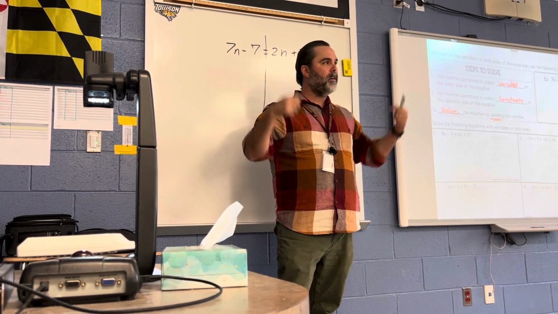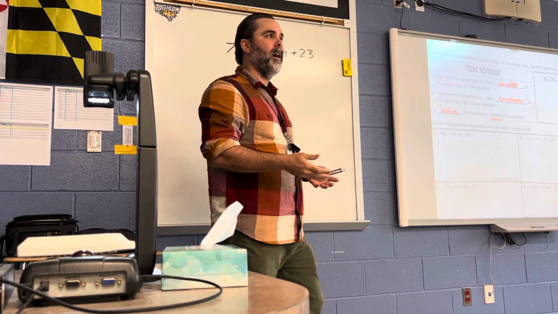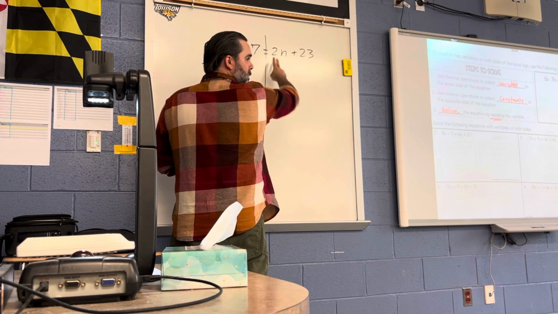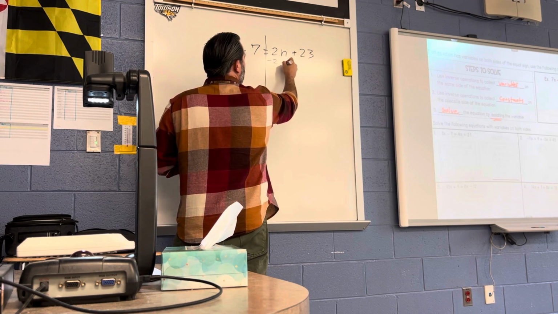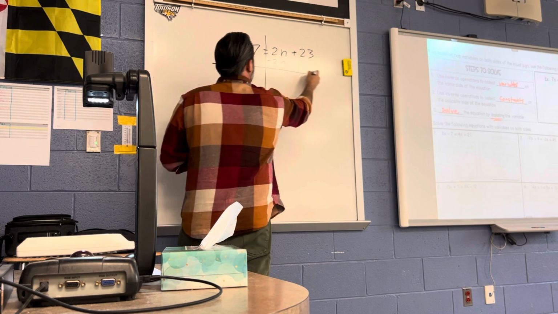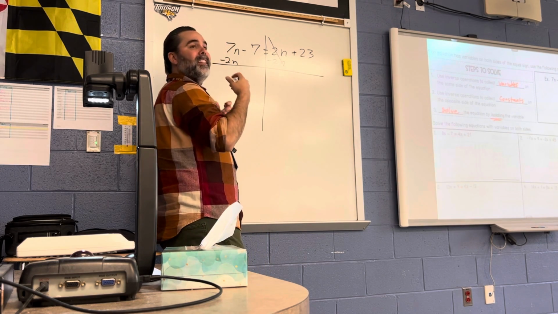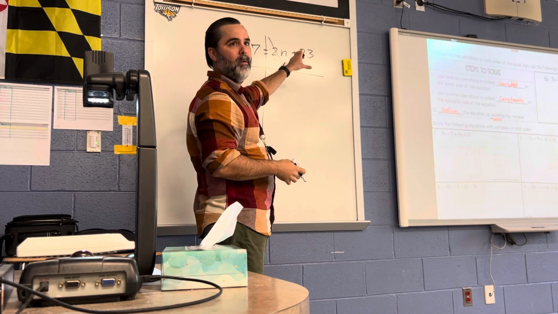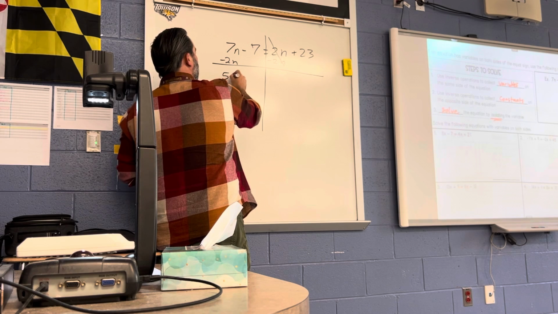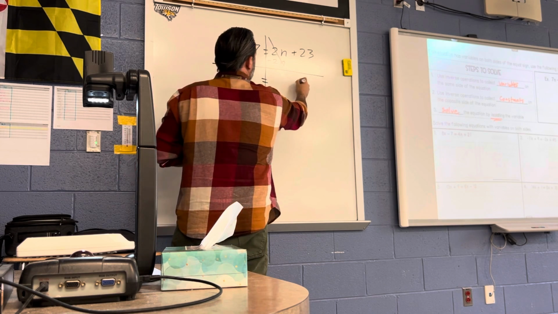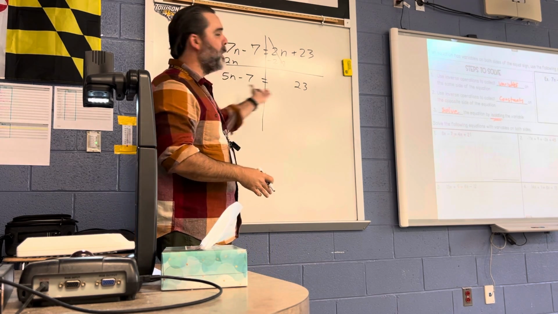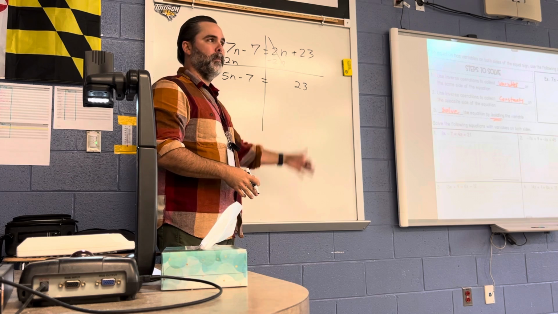So how do we get rid of things in an equation? We use opposite operations. So how do I get rid of positive 2n? I subtract 2n. And what I do to one side of the equation, I also have to do to the other side of the equation. And essentially, by doing that, I've eliminated the 2n from the right side of the equation. And now it's been moved to the other side. So this becomes 5n minus 7 equals 23. Everything else just comes down. And now we have a two-step equation, which we're very familiar with and how to solve.